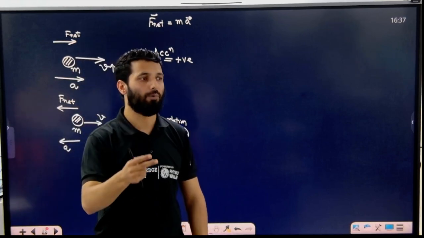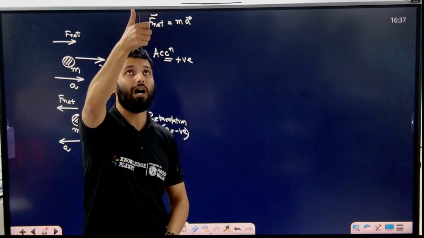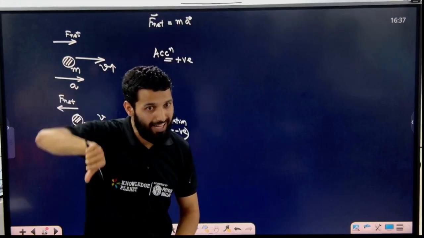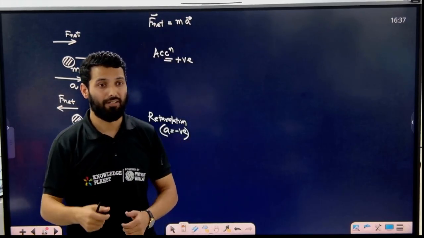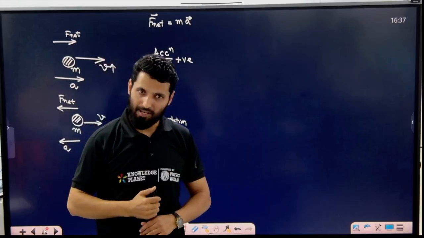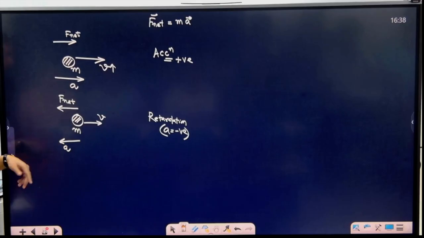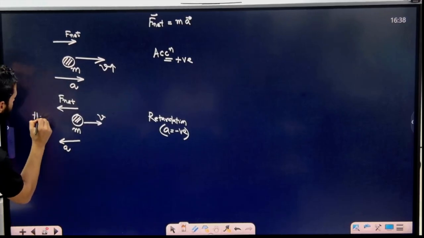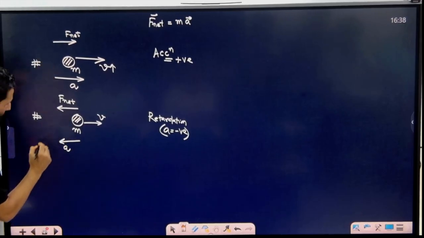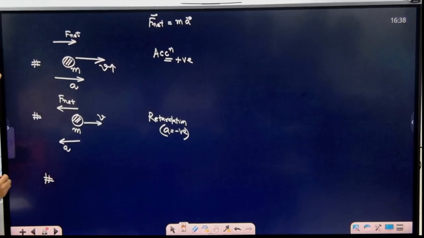Now if I throw a body upwards, velocity is upwards, acceleration is downwards, net force is downwards. It is the case of retardation. Do you understand? This is the basic. Now did you understand this also? Is it clear? This is first case. This is second case. This is third case.